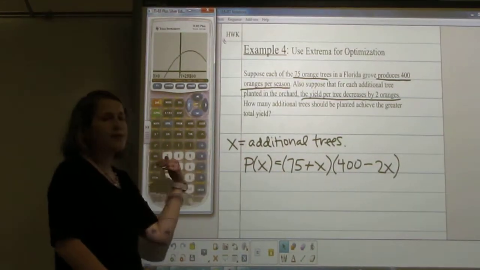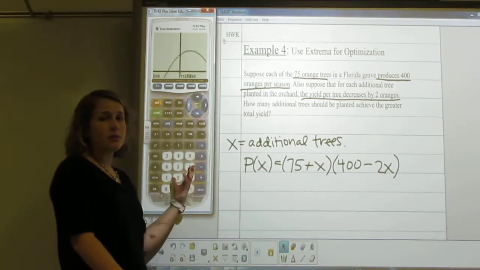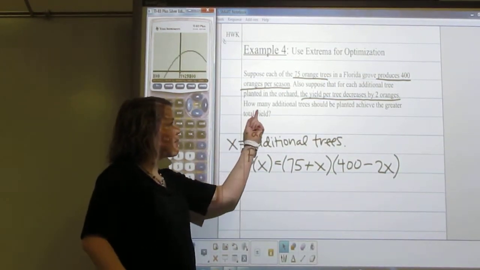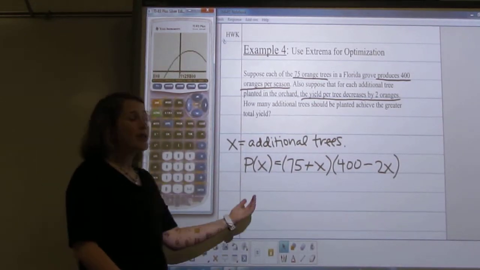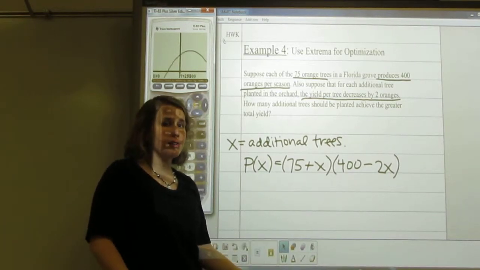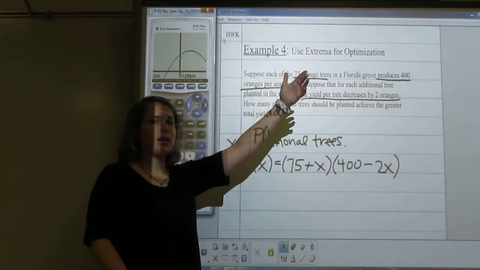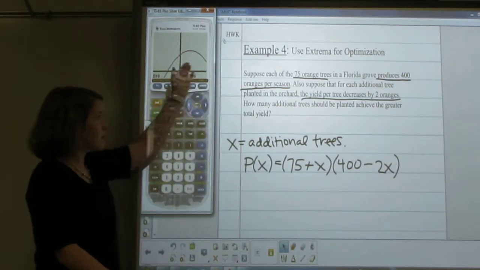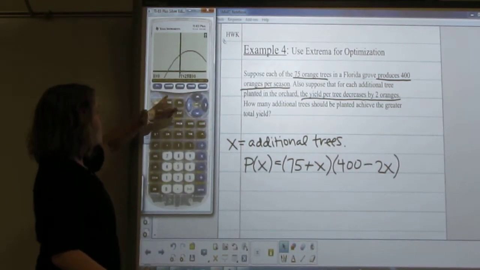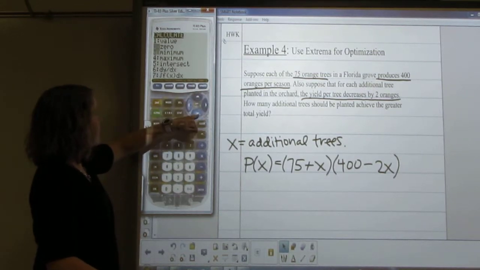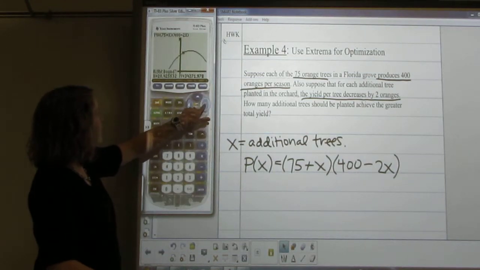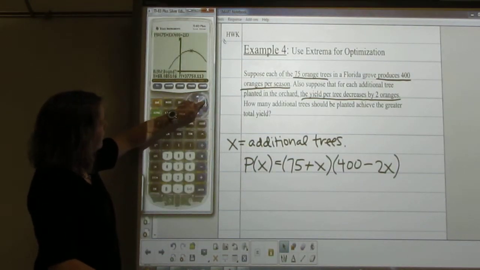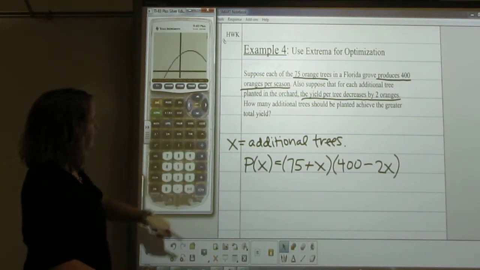So now that we have our formula and we have the graph, it looks like what we've been doing before, right? We want to know how many additional trees should be planted to achieve the greatest total yield. So really all we're doing is finding our x value, that gets our relative maximum, or actually this would be an absolute maximum because it never gets higher than that. So we can just go second trace, find our maximum, do our left bound, then go over, do our right bound, and then guess it.